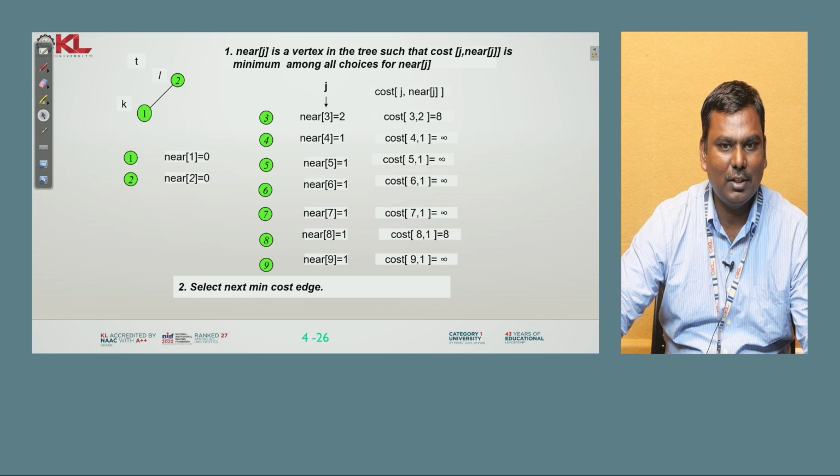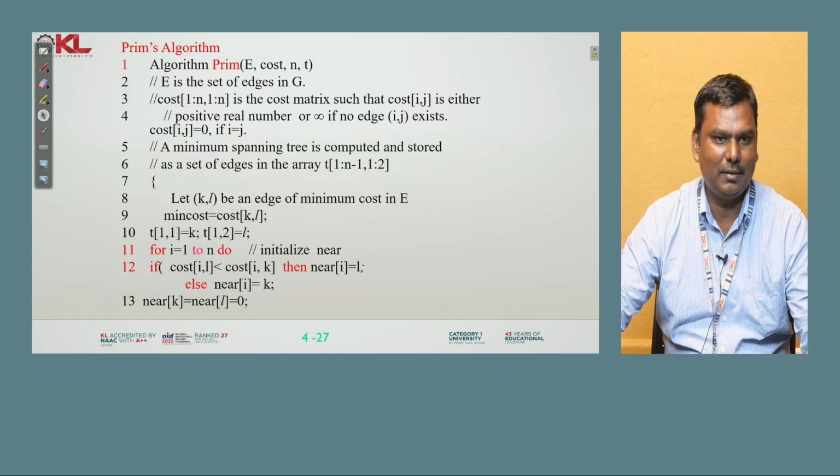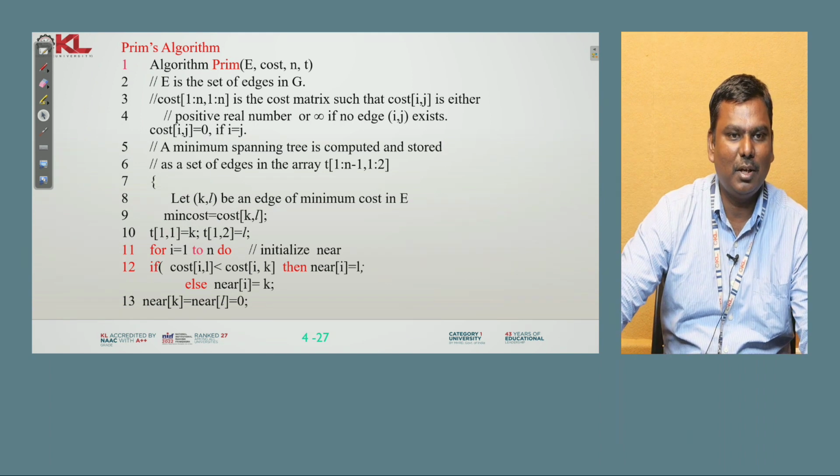We will find out here. When we are finding the cost, the minimum weight value is near 3. Here, the possibility 3 to 2, the weight value is an 8. Here, so many pieces of information are connected. This is the algorithm for Prim's algorithm.